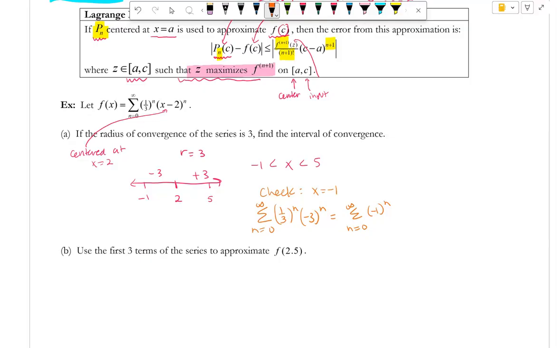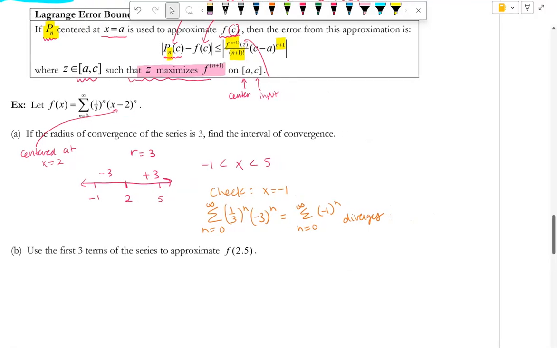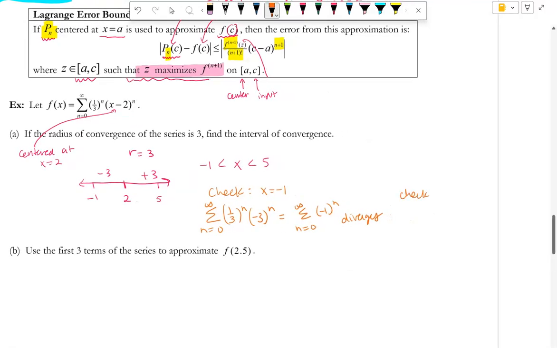As I plug in greater and greater values for n, that's going to just oscillate between -1 and +1. So really that diverges by the nth term test because my limit would not go to 0. All right, so I also need to check the endpoint x equals 5. So again, I'm going to plug in 5 for x.